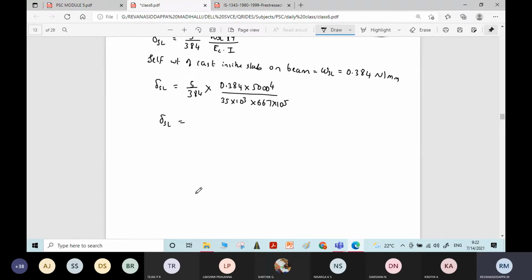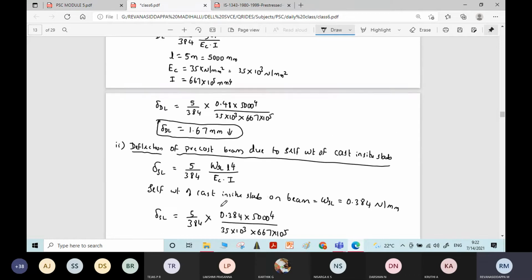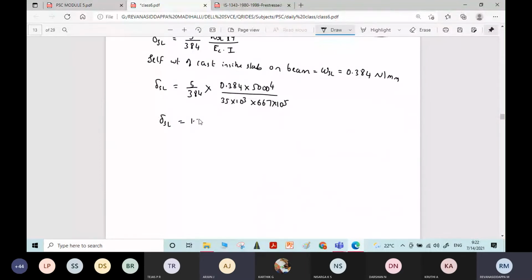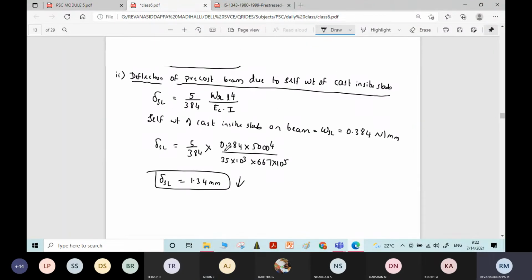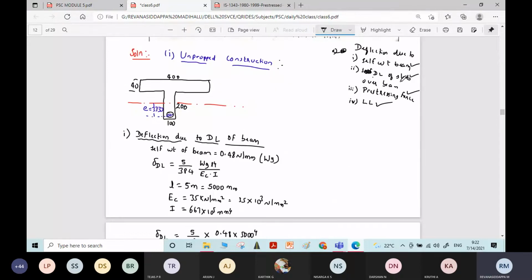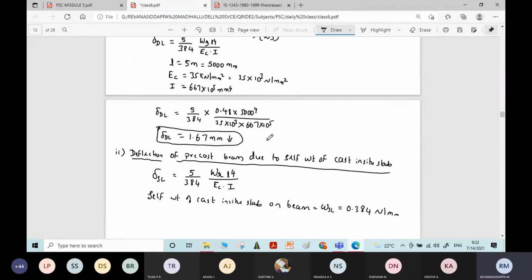What is the answer, students? 1.34 mm. Yes, 1.34 mm. Okay. Now the second deflection is over, that is the deflection due to dead load of slab over beam. Next we will find the deflection due to pre-stressing force.